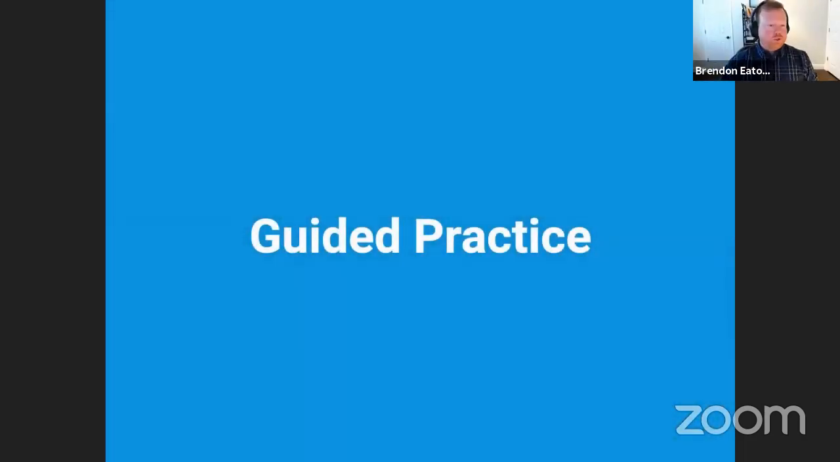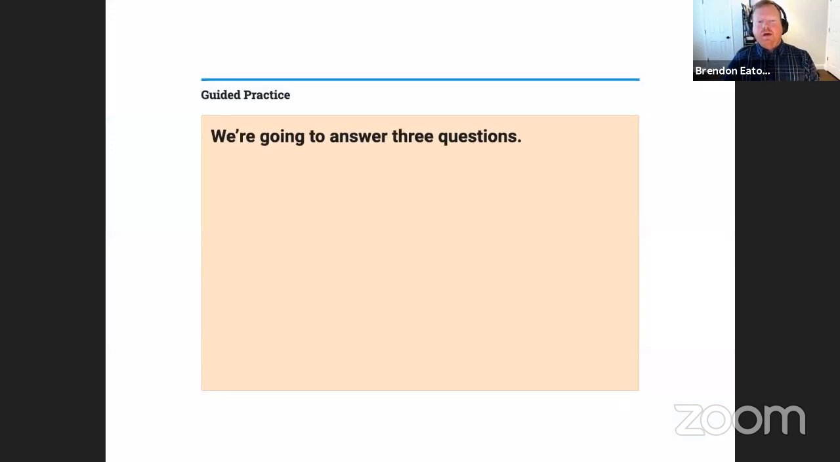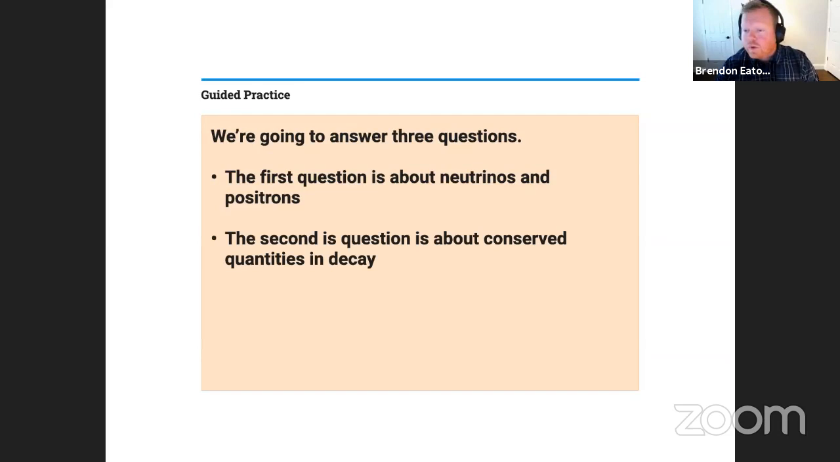All right, so just some quick guided practice for you, and we're going to answer 3 questions today. The first question is about neutrinos and positrons. The second is about conserved quantities and decay. And the third is about relativity.